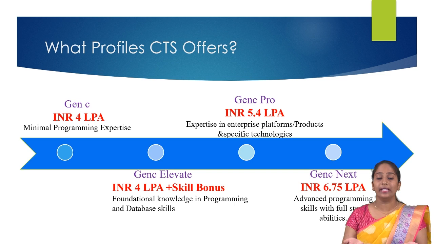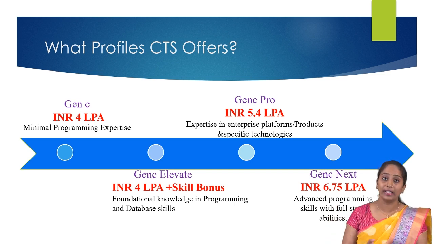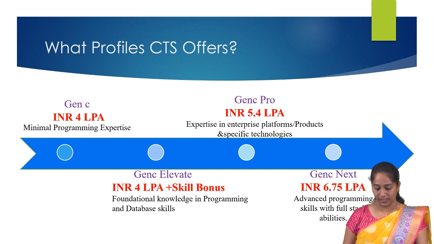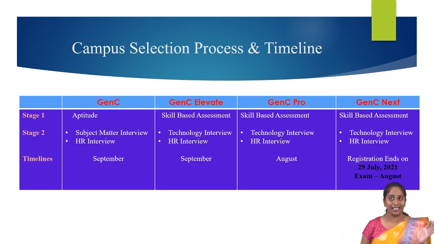So based on your interest, the technology, or the platform which you are interested in, you can select the profiles. Next come the selection process and the timelines of these 4 profiles. As you can see on the screen, there are 4 profiles: GenC, GenC Elevate, GenC Pro and GenC Next. Coming to GenC, your first round will be aptitude. Aptitude means you will have aptitude questions and quantitative reasoning.